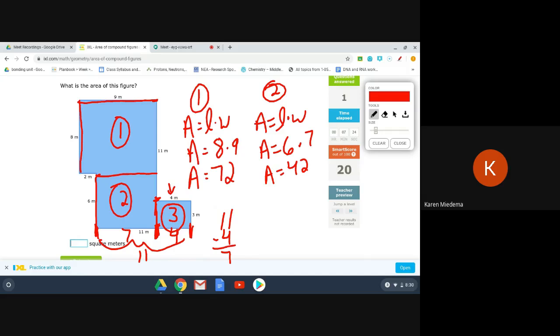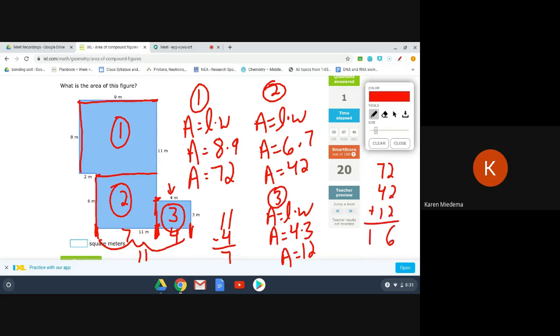For rectangle number 3, my measurements are just given to me. I have 4 and 3, which gives me 12. And again, you have to go ahead and add them all together. So 72 plus 42 plus 12 is 126.